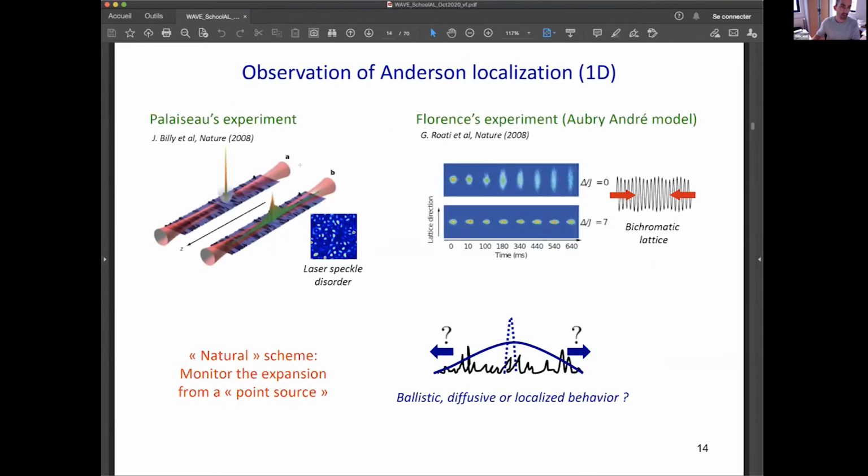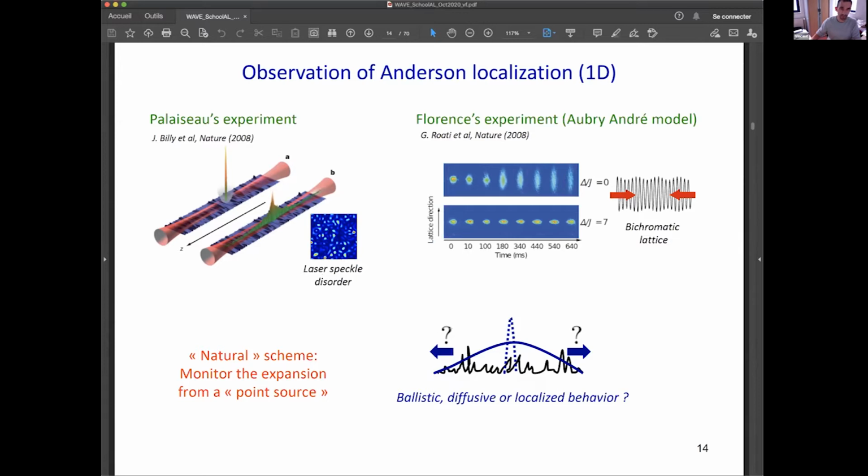Once we have the disorder potential, the natural scheme of the domain is that we take a BEC, for instance. This we know how to produce nicely, and then we release the trap and let it expand. If we put nothing, then we expect ballistic expansion. If we put disorder, then maybe there is a ballistic part, maybe there is some diffusion, as discussed by Dominique yesterday. And of course, what we want to see is localization. That means that after some time it expands and then it stops.